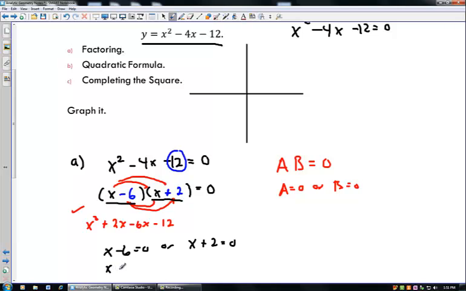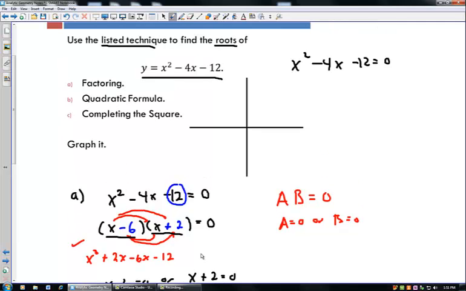And so I add 6 to both sides and get x equal to 6. I subtract 2 from both sides, so I get x equal to negative 2. So those are my two roots. You certainly can check your answer by plugging it back in up here. You can take 6 squared minus 4 times 6 minus 12, and you'll see that you certainly get 0. You can also plug in negative 2: take negative 2 quantity squared minus 4 times negative 2 minus 12, and you should get back 0.